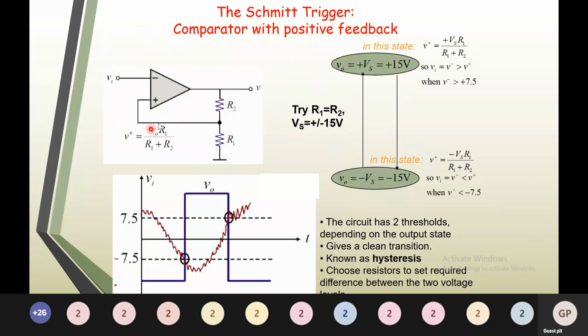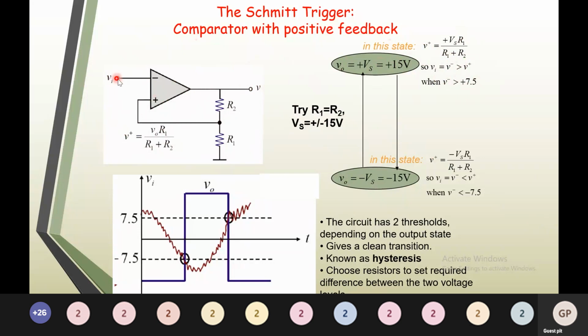15 into this R1 divided by R1 plus R2, is it not? So in that case, say you're arriving at a value of 7.5. If we assume that R1 and R2 are equal, what will happen? R1 equal to R2 means R1 divided by 2 R1, so it is divided by 2, so I'll get 7.5 plus 7.5. So initially it will be plus 7.5.